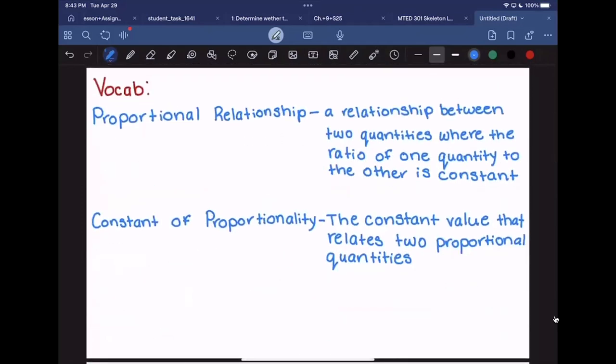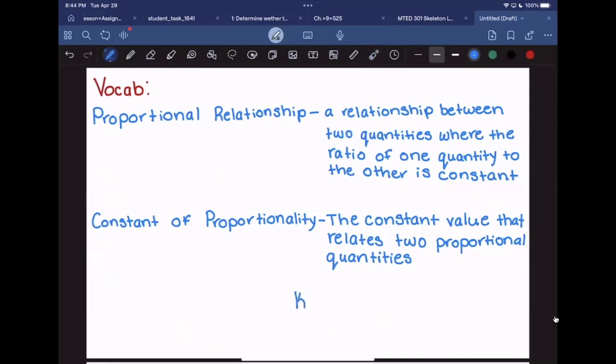So, proportional relationships. A relationship between two quantities where the ratio of one quantity to the other is constant. The key word is constant here. Thus, that brings us to our second vocabulary word, constant of proportionality: the constant value that relates two proportional quantities. And typically, the constant of proportionality is represented as k.